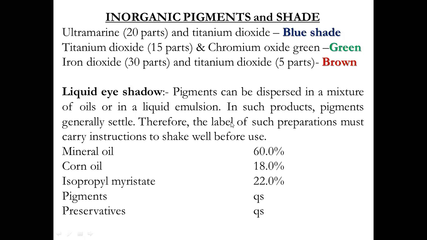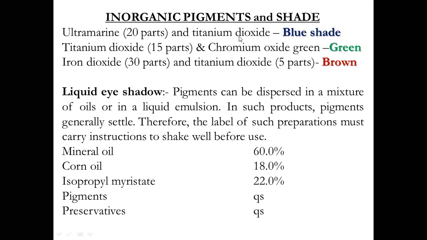As it is a liquid formulation, the colorants incorporated within the liquid eyeshadow are going to settle down upon standing, upon storage. So before application, the label must contain the instruction to shake well before use, to redisperse the settled color pigments within the liquid vehicle. That liquid vehicle may be oil or an appropriate emulsion. It is in a liquid state.